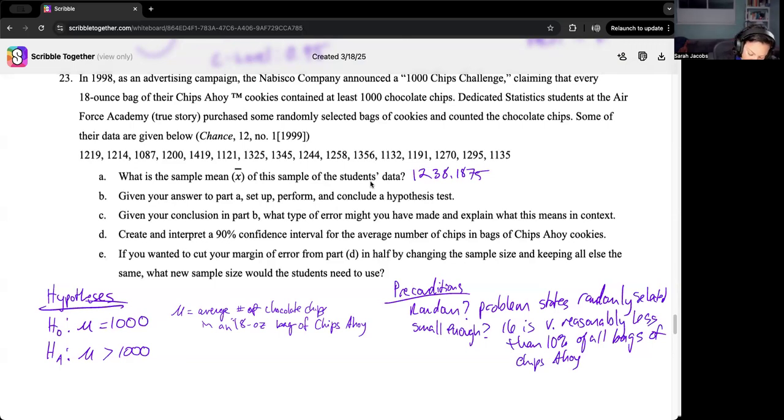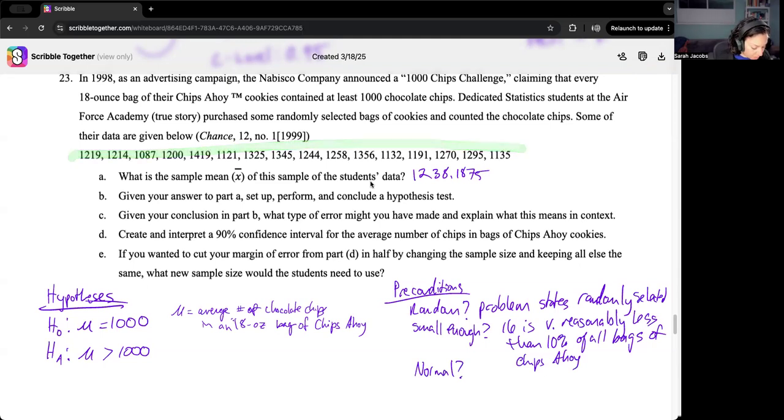Okay, and then it's means. Since we're dealing with means, we're thinking about normal. It does not say anything about the population being normally distributed. Our sample size is 16, which is not greater than 30. So we want to make a dot plot or something to show the distribution of this as normal.